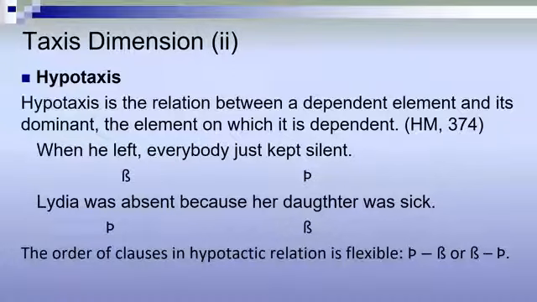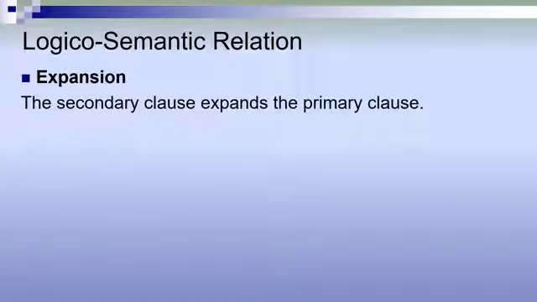The second dimension of clause relation in a complex clause, a clause complex, is the logical-semantic relation. Here we have two kinds of relation. The first is expansion, and the second is projection. In expansion, we have primary and secondary clauses, and the secondary clause expands the primary. It expands like in the following sentence.